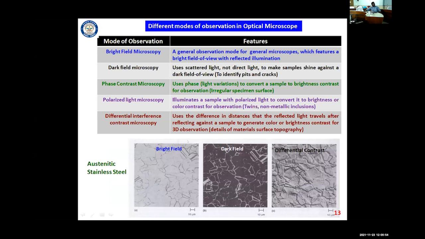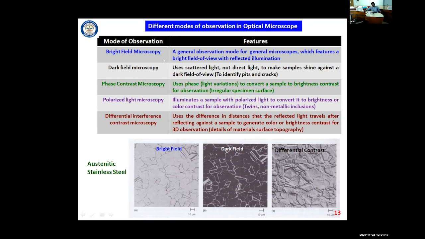So actually we can also use the different modes of observation in optical microscope. These types of modes are there: one is bright field, dark field, phase contrast, polarized light microscopy, and differential contrast microscopy. So for bright field and the others, you can see how it looks. Even though the microstructure is the same, depending upon the mode of observation, you can see the features differently.